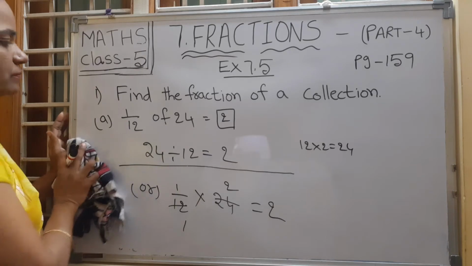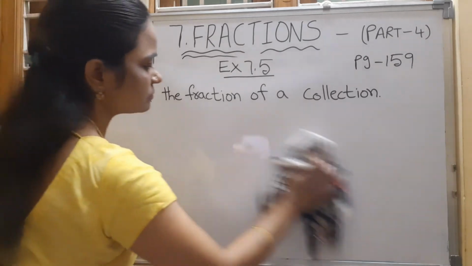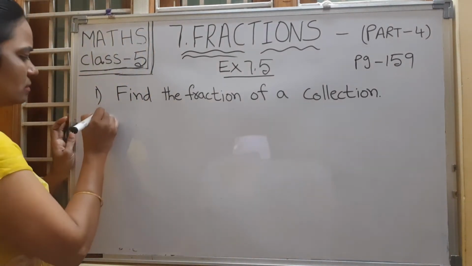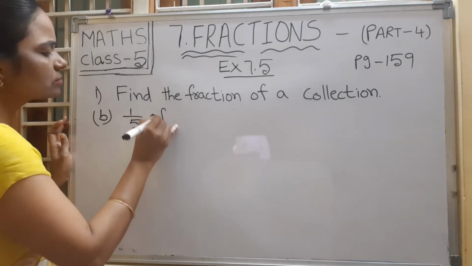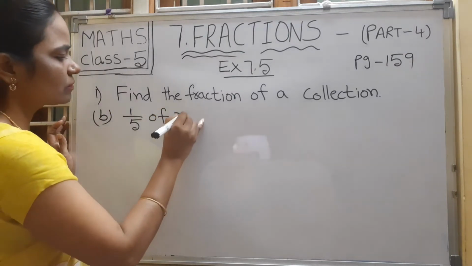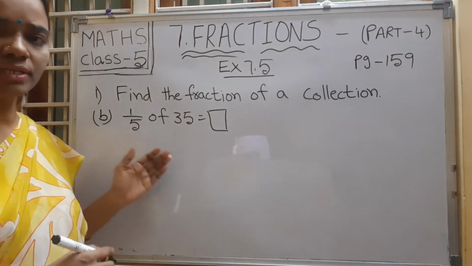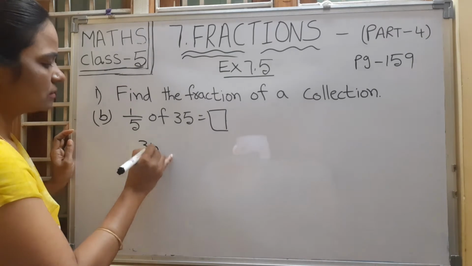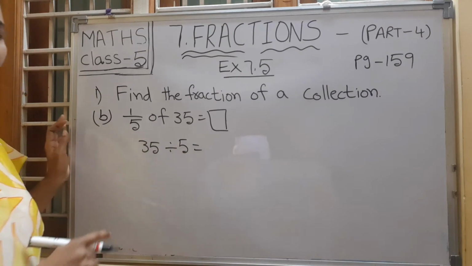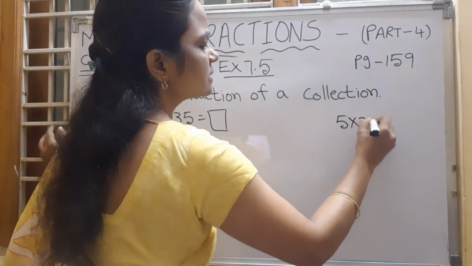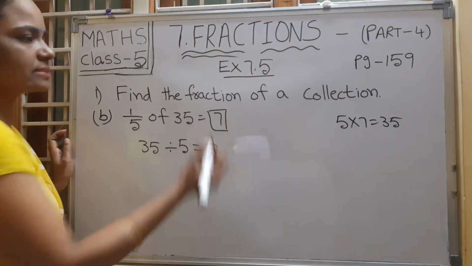Next problem. Shall I rub the board, children? B problem. 1 by 5 of 35. So what I said, just we have to take the division. 35 divided by 5. What is the answer? 5 table, when do you get 35, children? 5 7s are 35. What is the answer? 7. 7 is the answer.